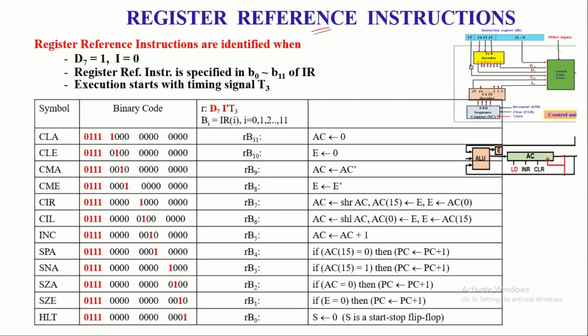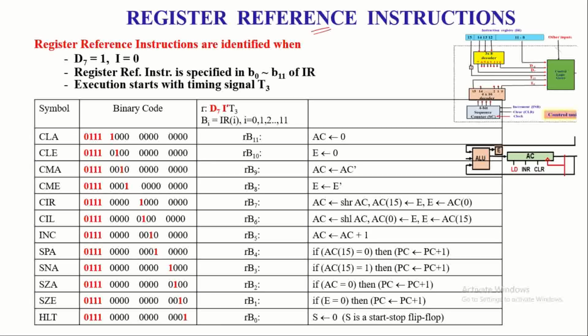For performing any of their operations, they never refer to any content from memory, and after performing the operation, they never store any result back into the memory. This is one of the very important points about register reference instructions. Let us now discuss how these register reference instructions are identified.